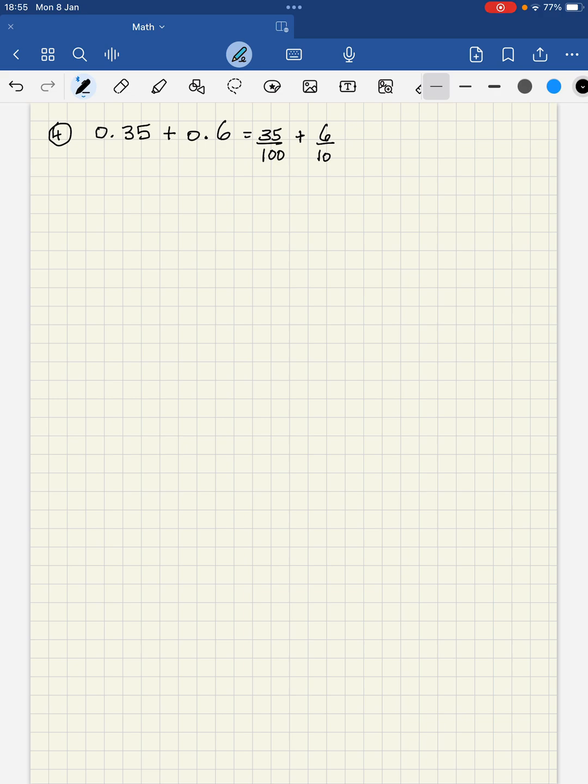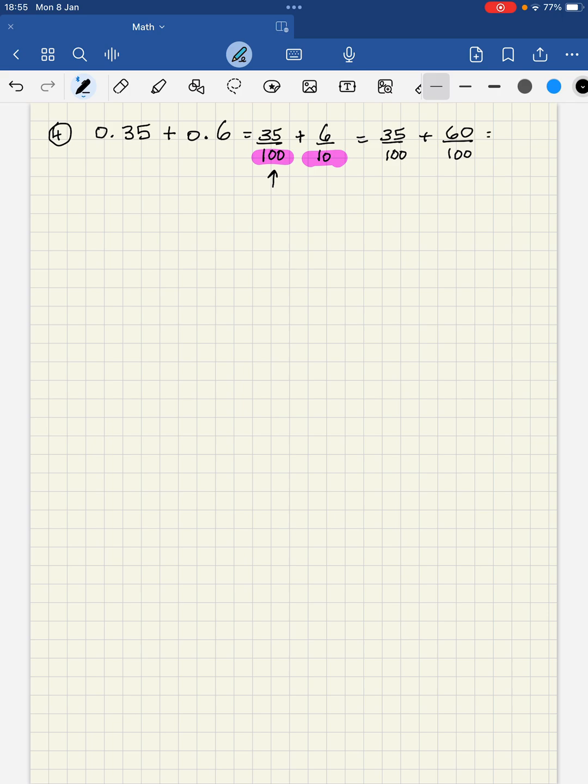Now, what did we learn? Our denominators have to be the same, right? So we got 10 and 100. So we're going to change that second one. It's going to be 35 hundredths, because we don't need to change that one at all. And we're going to add a 0 as a placeholder, so 60 hundredths. And now we can add those no problem.